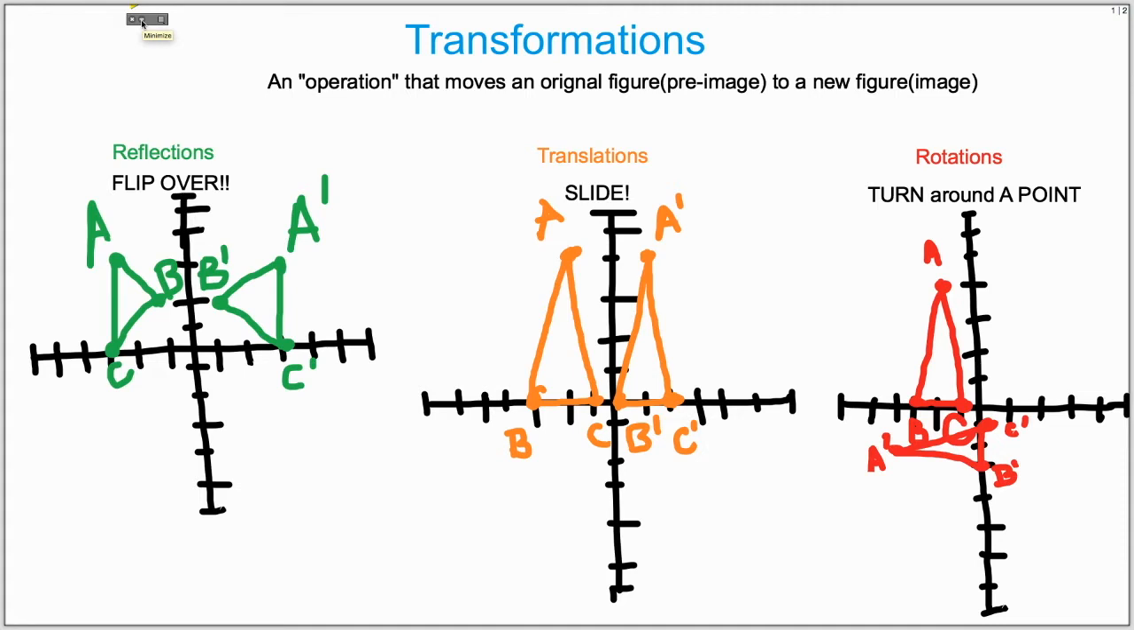Today we're going to be learning about transformations and just get a general view of them, and then we're going to deep dive into reflections. So let's begin. A transformation is basically an operation that moves an original figure to a new figure. So basically something happens which changes the image.